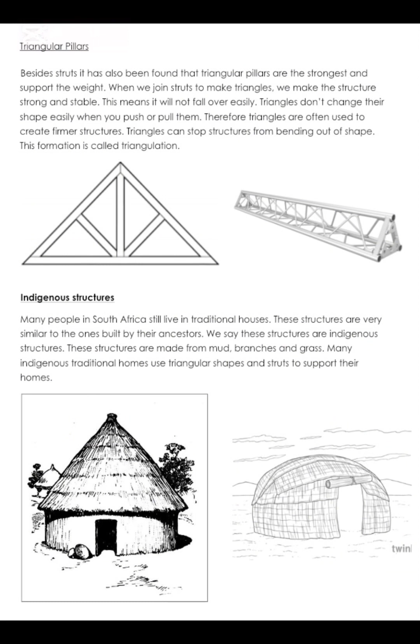Indigenous structures. Many people in South Africa live in traditional houses. These structures are very similar to the ones built by their ancestors. We say these structures are indigenous structures. These structures are made from mud, branches, and grass. Many indigenous traditional homes are triangular shapes and use struts to support their weight.